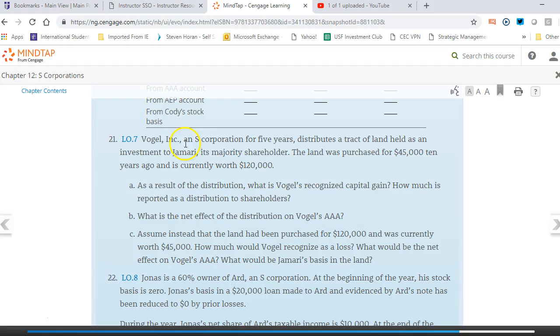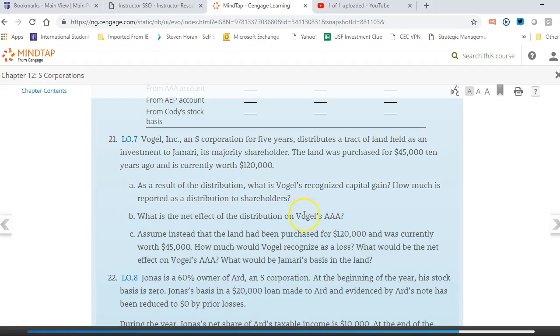So Vogel will recognize a capital gain of 75. The 120 minus the 45 is 75. That increases AAA by the 75. The gain appears on Vogel's K1, and a proportionate share of it passes through to the shareholders' tax returns.